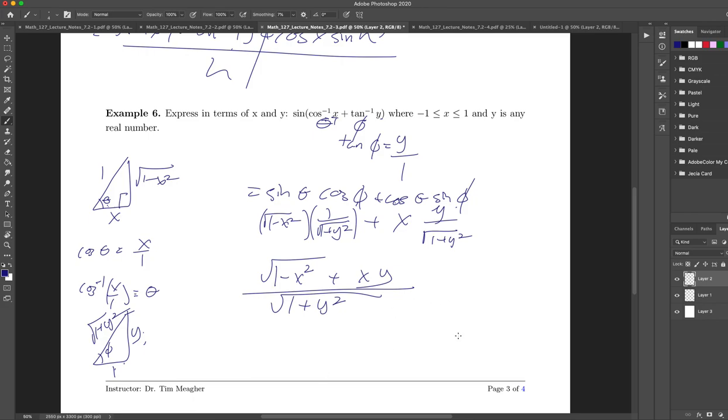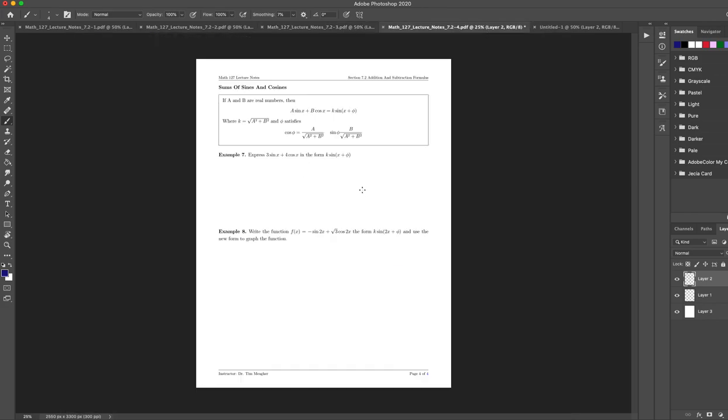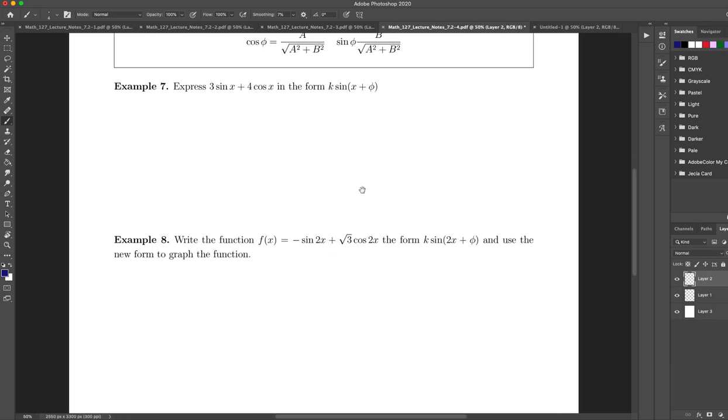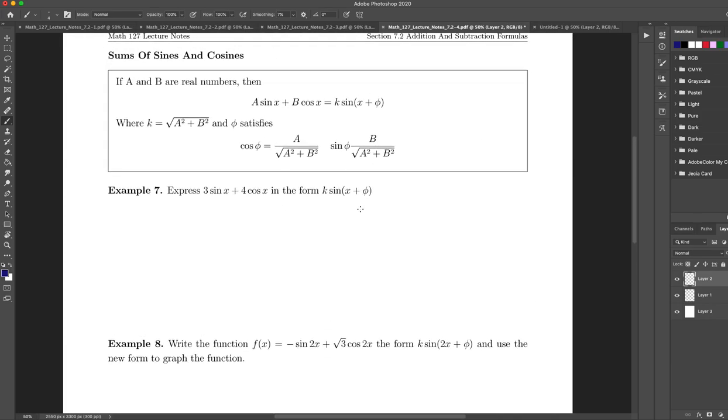Alright, so let's do the very last page of this. So here, if a and b are real numbers, and we have a sine of x plus b cosine of x, we can write this as k sine of x plus phi. And so notice that you recognize how to write this, and you know how to graph this. And so what's k? Well, k is the square root of a squared plus b squared, and phi satisfies these two equations. And that's something easier explained than shown. So let's do that.